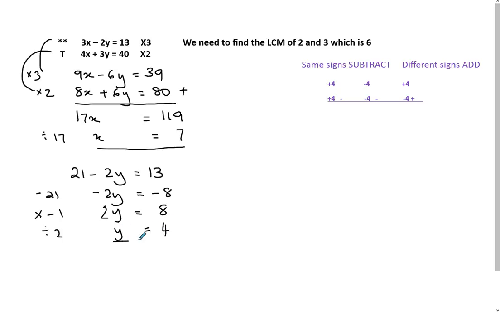And now we can test it. So we've got 4 times your x, which is 28, plus 3 times 4 is 12, and you get 40. And that's what you have at the top. So tick. God, I'm good, and I'm becoming an expert. Okay, let's try one more.